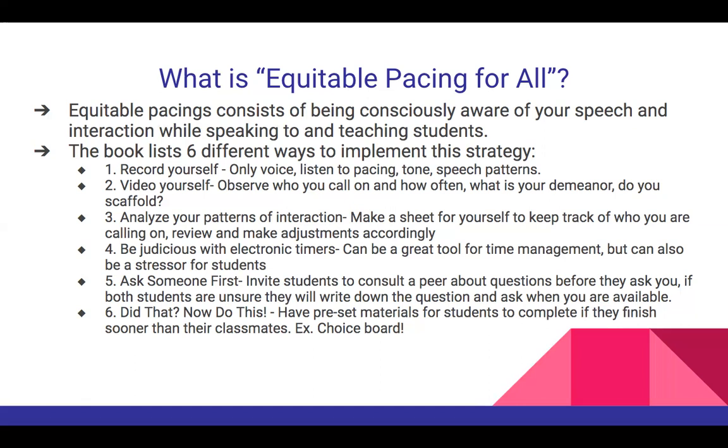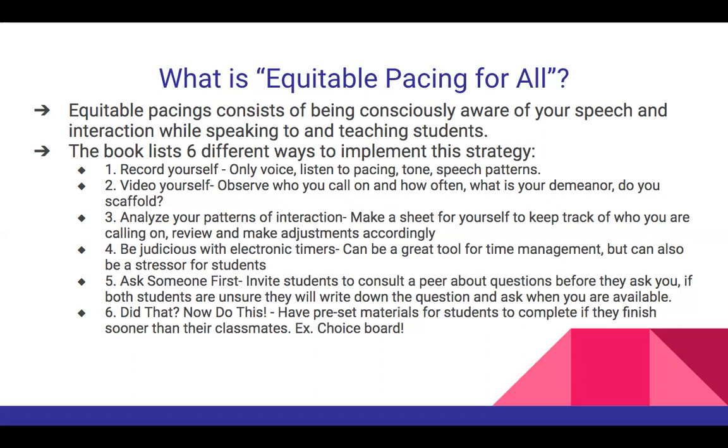Stuff like that. Number 4 is to be judicious with your electronic timers. This is something I've noticed in the classroom as well, and I am guilty of it too. I'm constantly setting timers to go to special, to finish an assignment, etc. This can be a really great tool for time management, don't get me wrong, but it can also be a stressor for students, especially emergent bilingual students and students who are lower academically or lower proficiency. It can be really stressful to put a time limit on the work they're doing. So just be conscious about electronic timers, or timers in general.